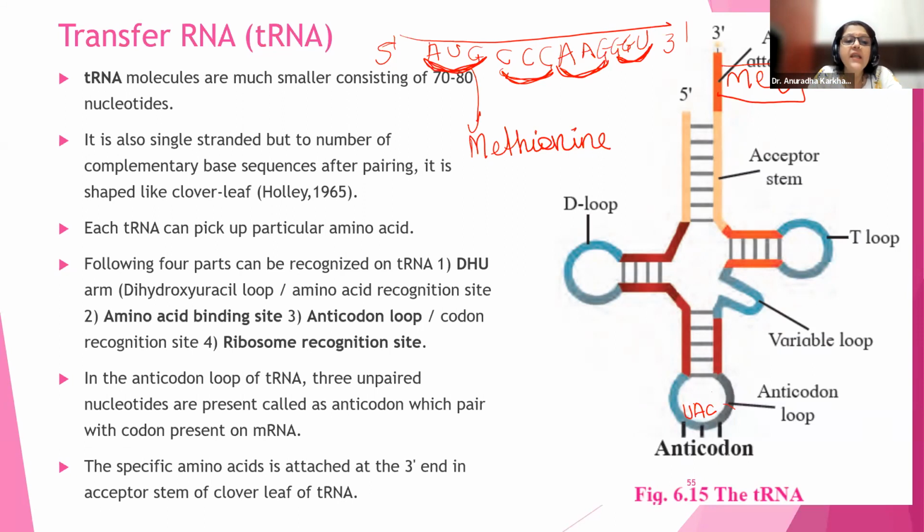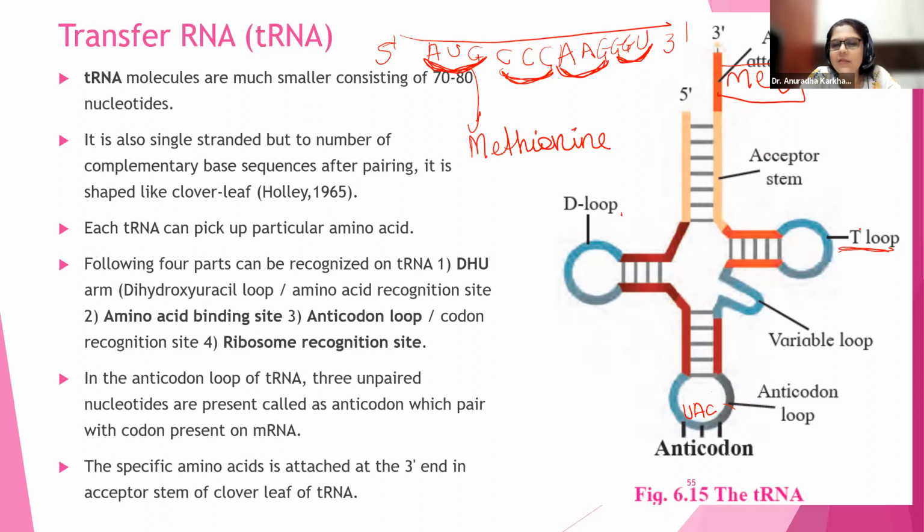Anyways, each tRNA can pick up a particular amino acid. Now you know how that particular amino acid will be picked up. The following 4 parts can be recognized on tRNA. One is called the DHU loop, the dihydroxy uracil loop, also called the amino acid recognition site. Second is the amino acid binding site. Third is the anticodon loop. And fourth is the ribosome recognition site, the T loop. I'll explain what it is when I explain protein synthesis.